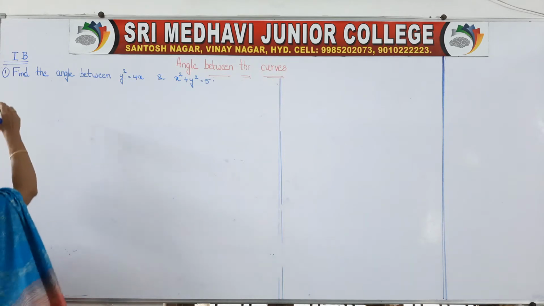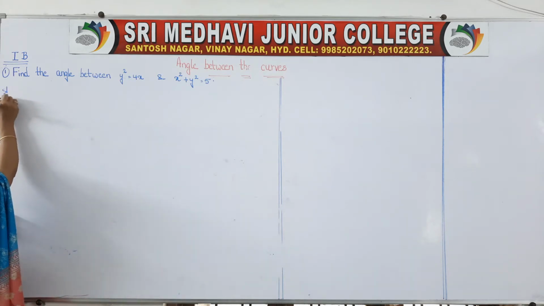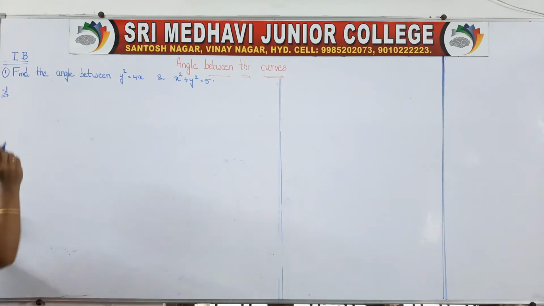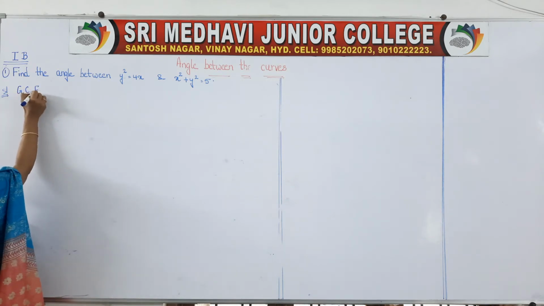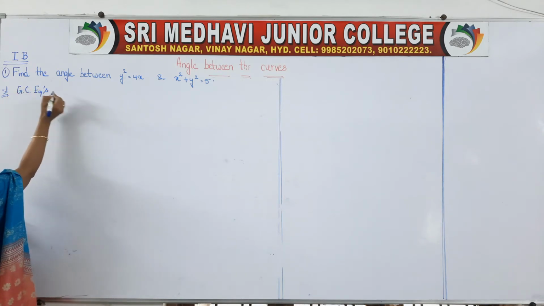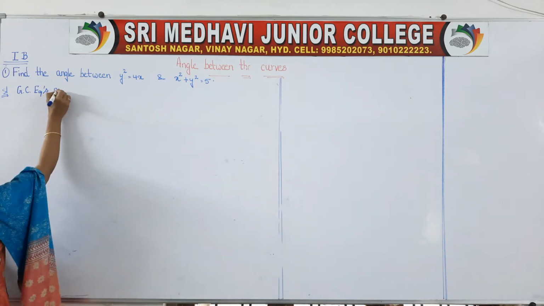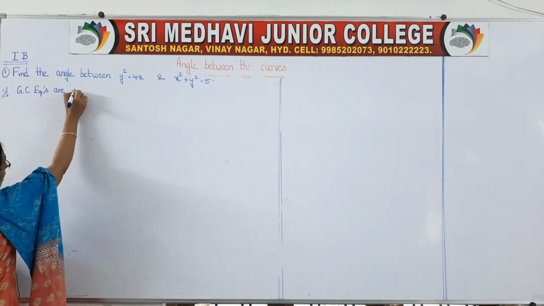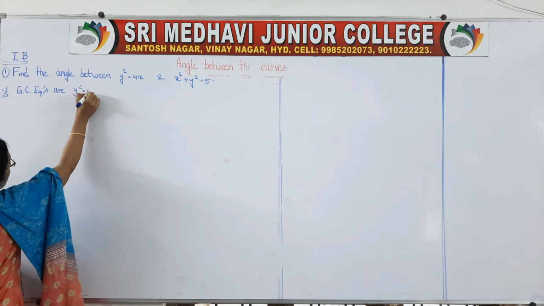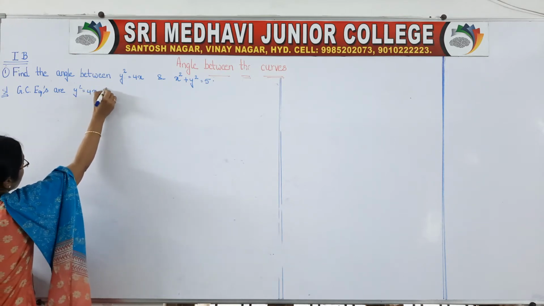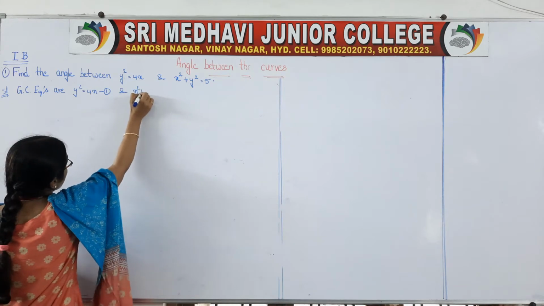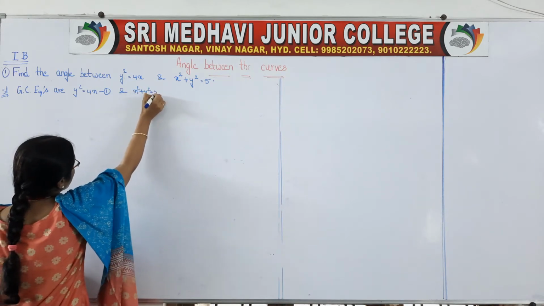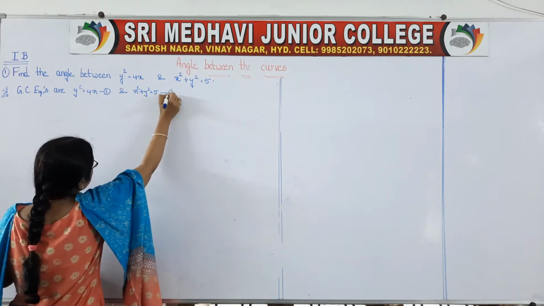Okay. So come on, first you take the given curve equations. What are the curve equations given to you? Two curve equations are there. y square is equal to 4x, this is the first curve. And the second curve, x square plus y square is equal to 5. This is your second curve.